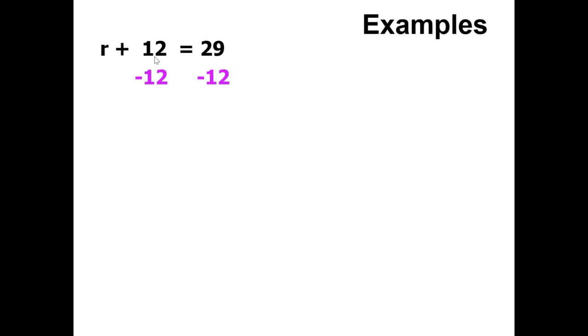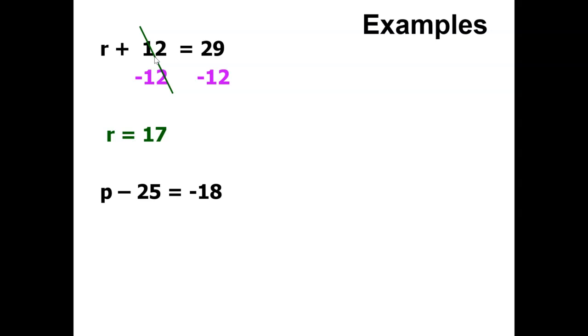So here we go. I did a negative 12 on one side, the same thing on the other. 12 and negative 12 will cancel each other out, become 0. R plus 0 is simply R. And 29 minus 12 gives us 17. This is our final answer. You can always go back and check it by putting 17 in place of R to see if both the sides come out to be 29. It should.